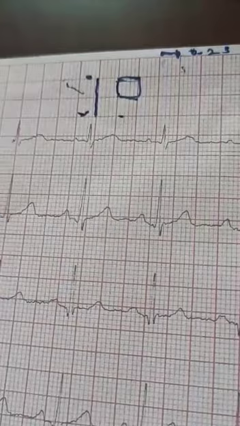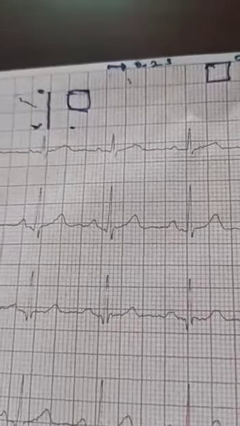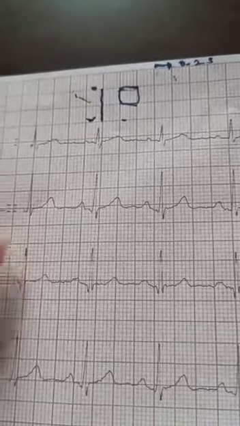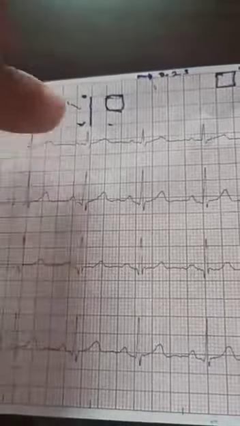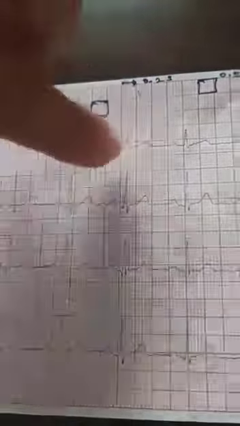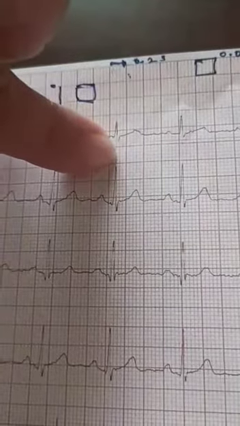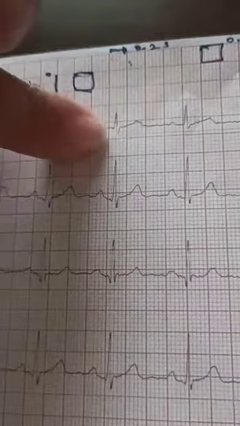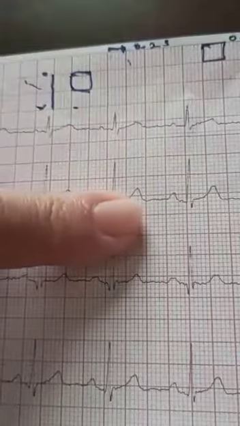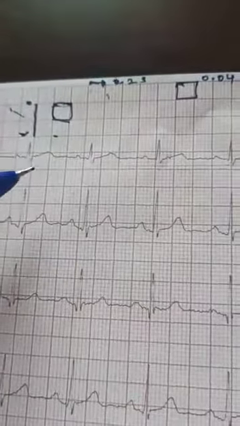Now how to calculate the heart rate? So for calculation of heart rate, we divide 1500 by the RR interval. That means we have to see this. This is R. I told you this is the R wave. We have to see RR. So we have to see how many squares are present in this RR interval. So we have to divide the 1500 by this number of squares. Say for example, if we calculate here, we have to see how many squares are there.